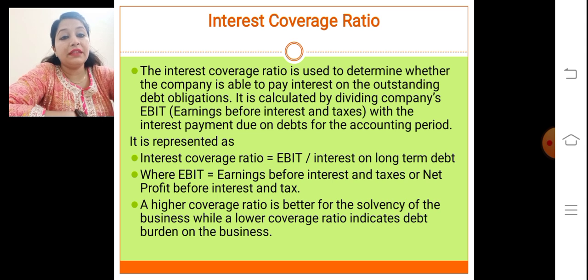And what is the ideal interest coverage ratio? The higher coverage ratio is better for the solvency of the business, while a lower coverage ratio indicates debt burden on the business. It means if the company's interest coverage ratio is higher, the company's solvency condition is better. But if the interest coverage ratio is lower, it is a burden for the company. The company is having debt burden, and its solvency condition is not good.